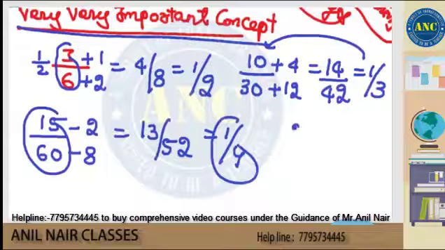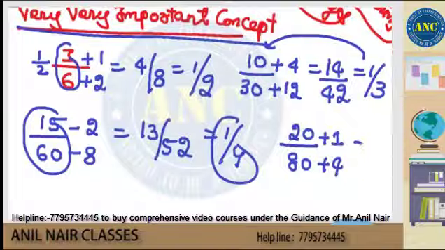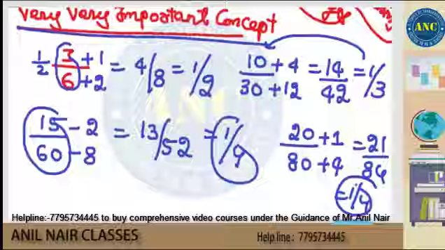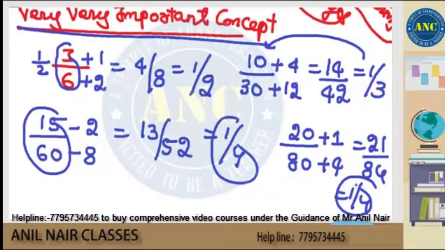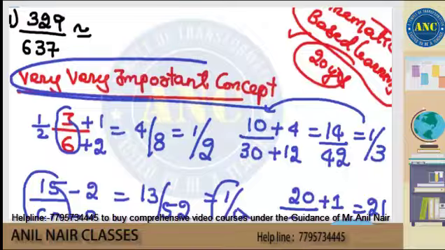Write one more example. 20 by 80 is 1:4. So if I add 1 and 4, this will become 21 by 84, which is of the form 1:4. Please write down this concept. If you know this concept, you can solve a lot of problems very fast. It's very important in your arithmetic, especially in percentages.